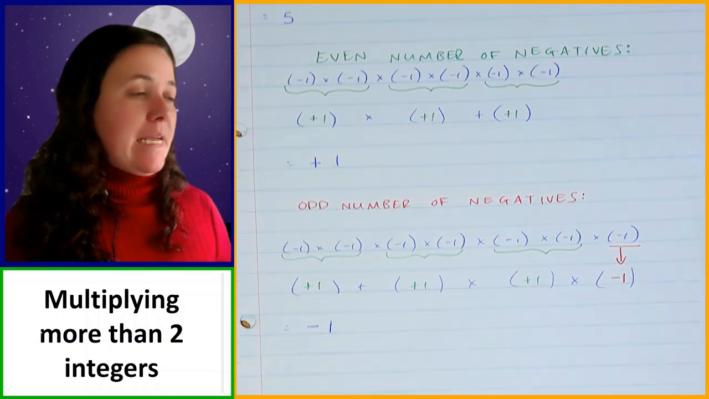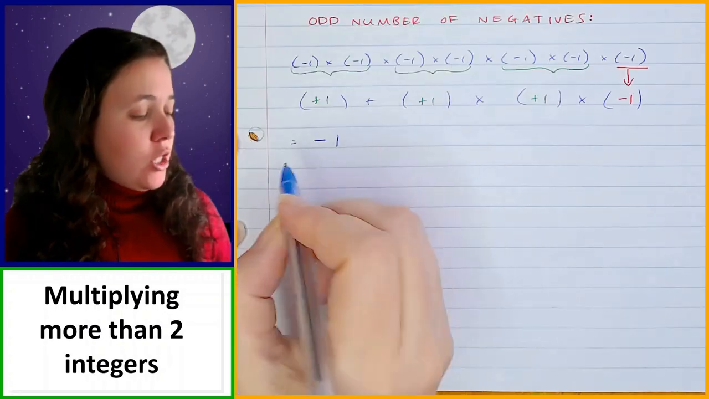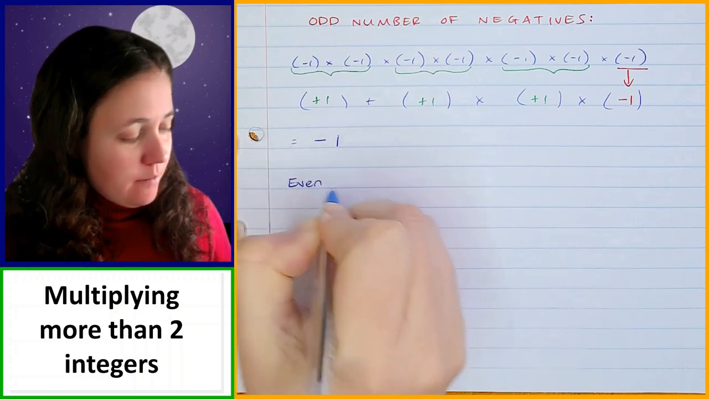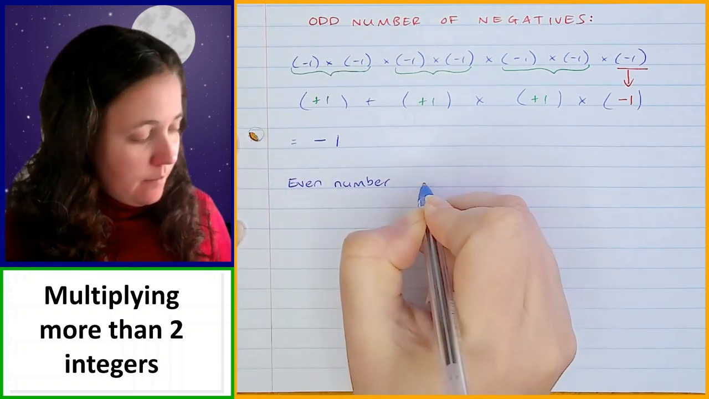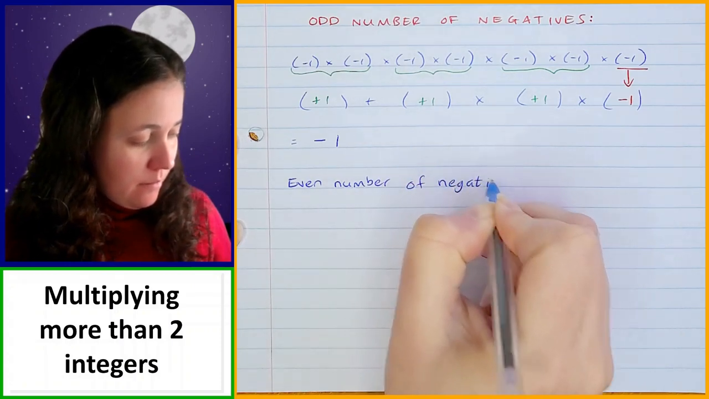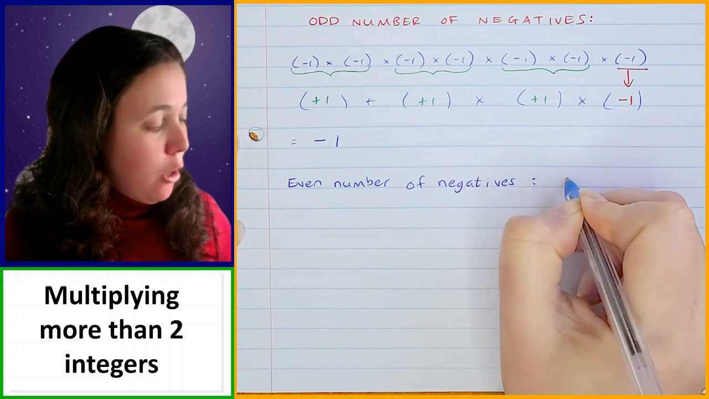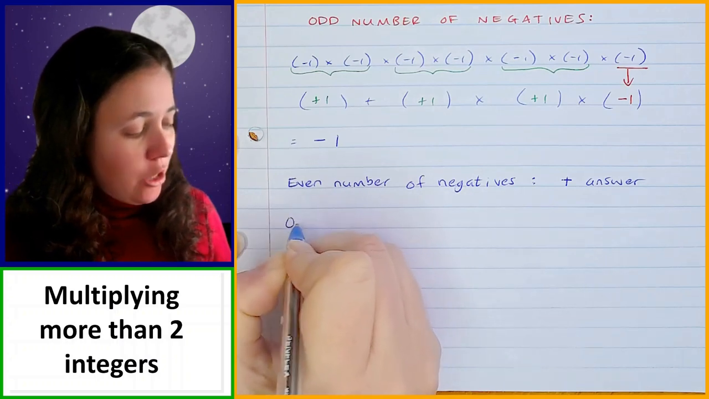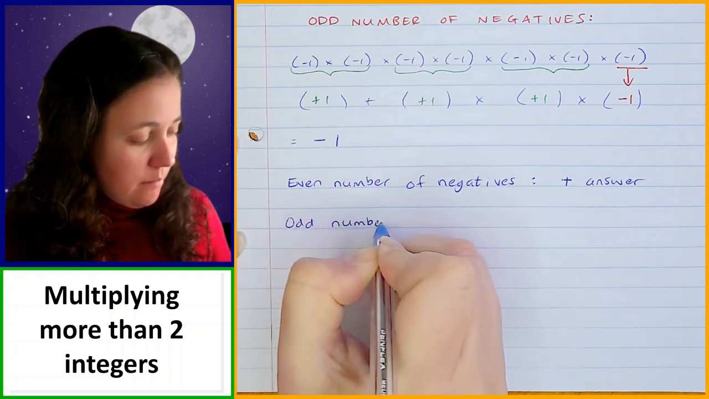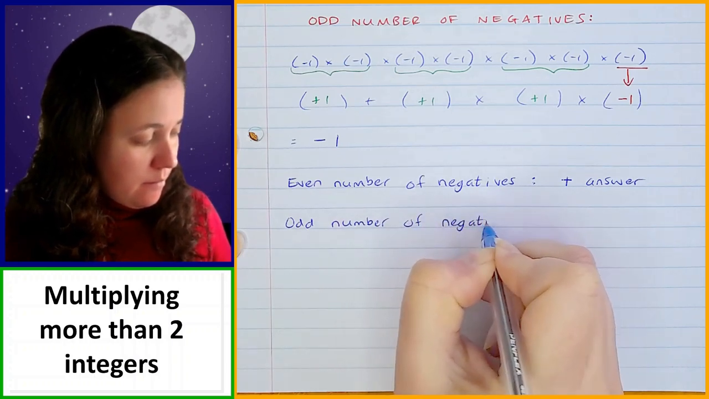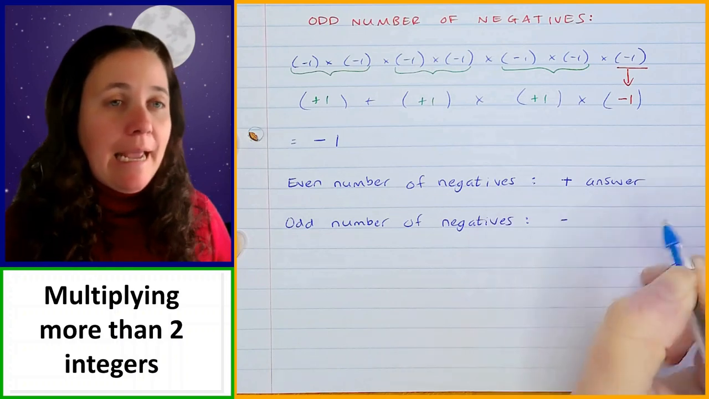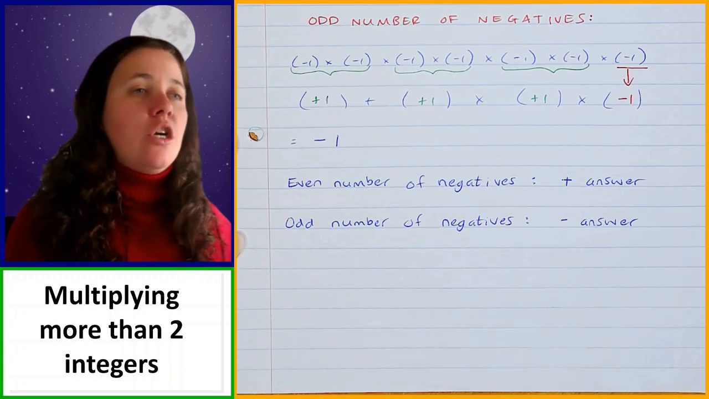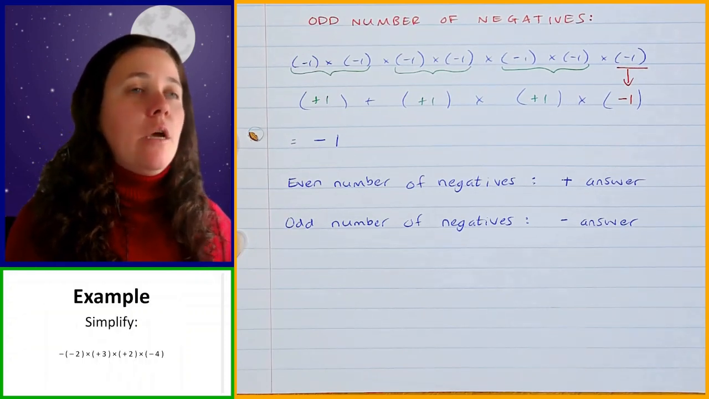Okay, so now let's just recap that quickly. When you are multiplying together an even number of negatives, you get a positive answer. And when you're multiplying together an odd number of negatives, you get a negative answer.